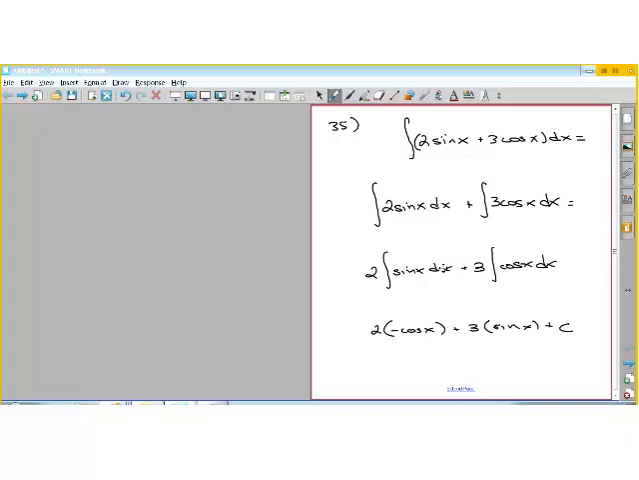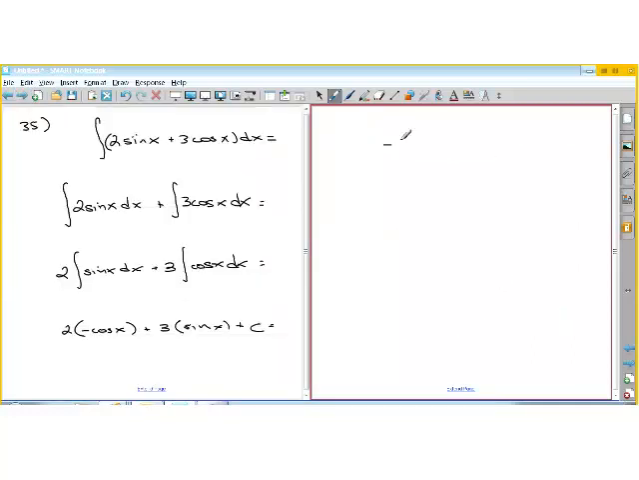You could get an arbitrary constant from each one of these terms. But because they're both arbitrary constants, you add them together and you get another arbitrary constant. So whenever we integrate, even if it's multiple parts, if it's 5 parts, we'd still only have 1 arbitrary constant. We just have to add that at the end.